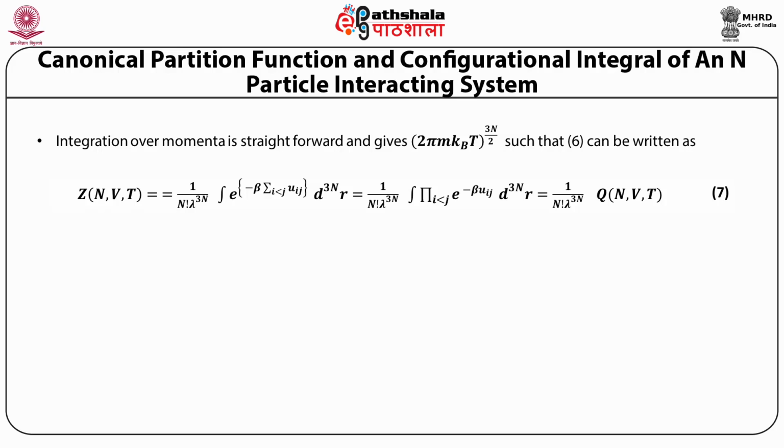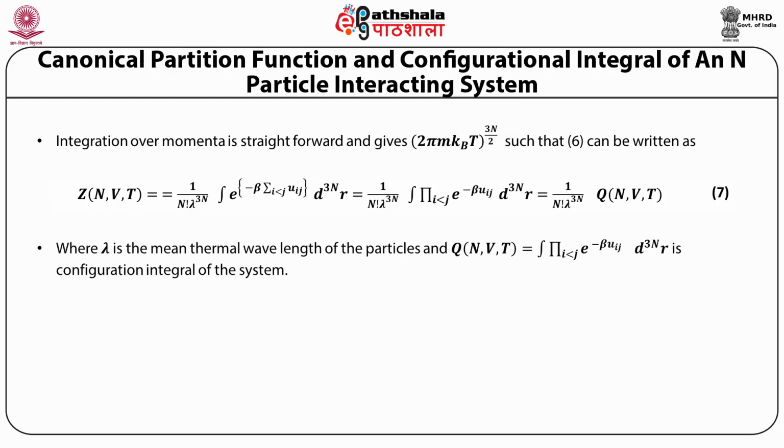Q as a function of N, V and T, where lambda is the mean thermal wavelength of the particles and Q as a function of N, V and T, which is equal to the integral over a product of i less than j of e raised to power minus beta u_ij d^3n r, is the configurational integral of the system. For an ideal gas, equation seven yields Z0 as a function of N, V and T equal to 1 upon n factorial lambda raised to power 3n, integral over d^3n r, which is equal to V raised to power n upon n factorial lambda raised to power 3n.